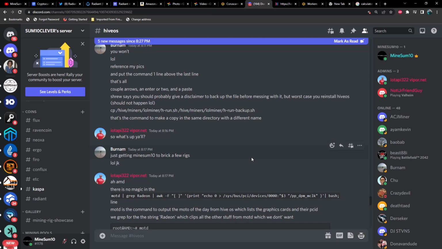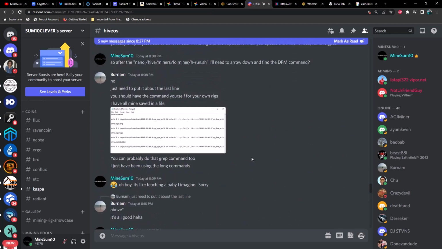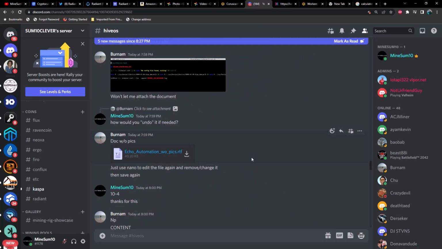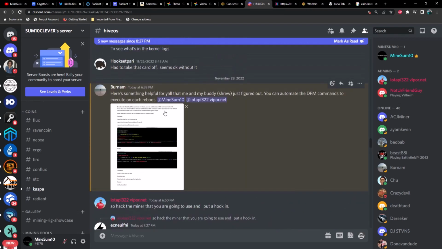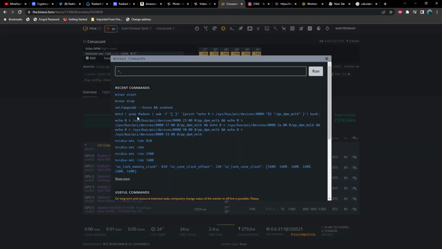So also, one other thing that I want to share with you guys is courtesy of Burnham, who shared this today, and let me just read what this is. Here's something helpful for y'all that me and my buddy Shrew just figured out. You can automate the DPM commands to execute on each reboot. So the command that I just showed you, if your rigs rebooted, you would have to launch this command again in order to save that extra power.